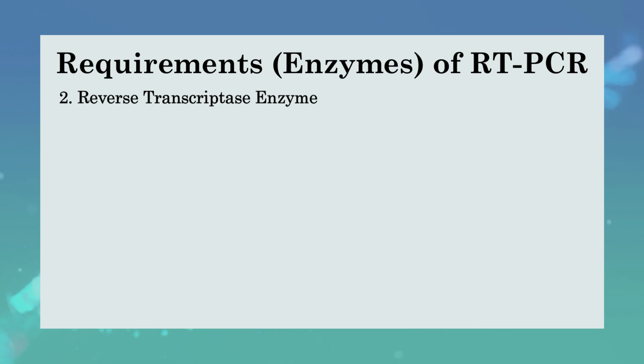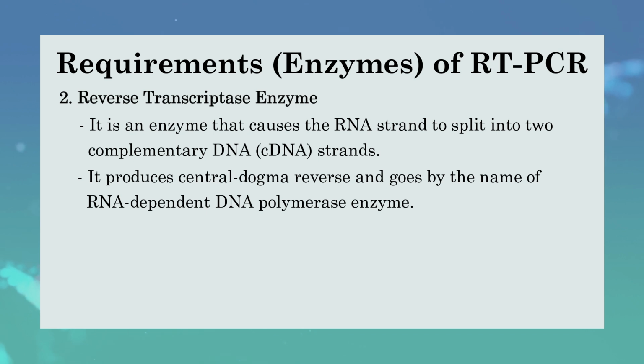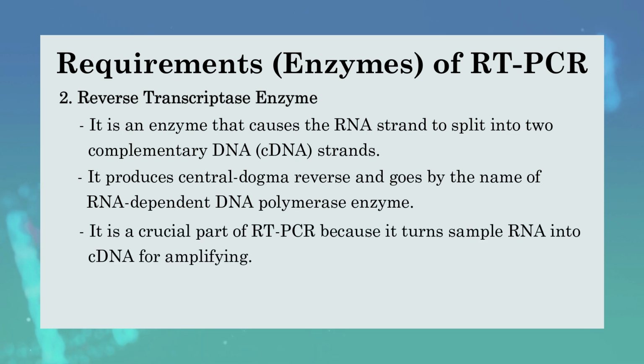Then comes the reverse transcriptase enzyme. It is an enzyme that causes the RNA strand to split into two complementary DNA, cDNA strands. It produces the central dogma in reverse and goes by the name of RNA-dependent DNA polymerase enzyme. It is a crucial part of RT-PCR because it turns sample RNA into cDNA for amplifying.